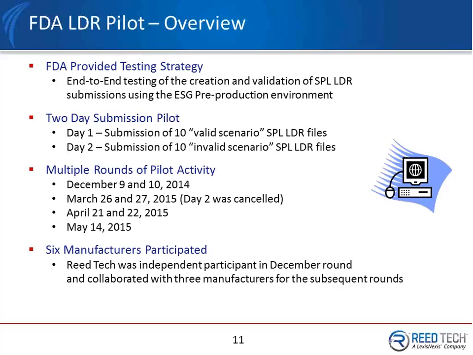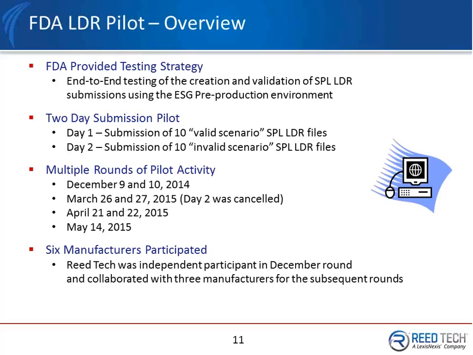And day two, they're looking for a submission of 10 invalid scenario SPL files. So this is not only files that would fail the validation rules in the implementation guide, such as a 10-digit DUNS number, but it's also information that maybe is just incorrect from a content standpoint. The FDA wanted to test their systems to see how they are capturing any errors, both from a technical or a content perspective. There are multiple rounds of this pilot activity.